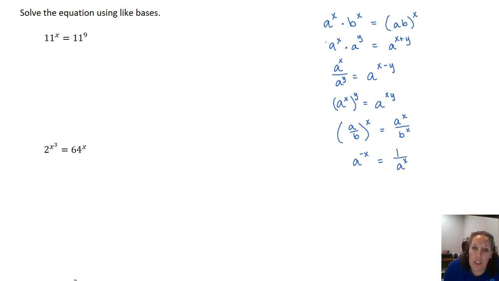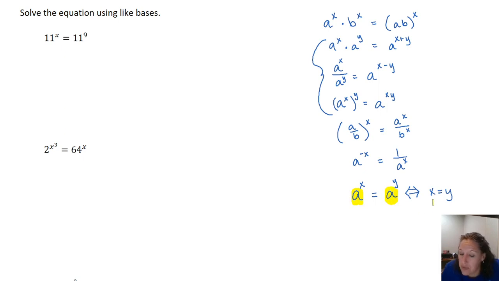So the ones that we're going to focus on are these three in the middle: a power times a power, a power divided by a power, and a power raised to a power. Now we also have that if we have an equation where a to the x equals a to the y, then that only works if x is equal to y. So that's the one we're going to be using as the basis for these problems.